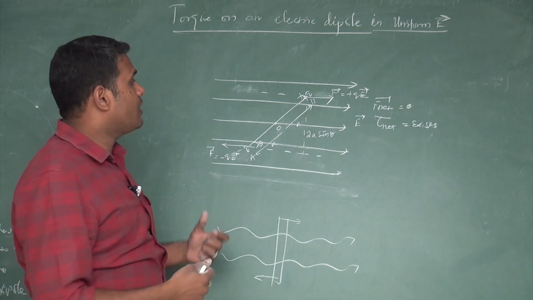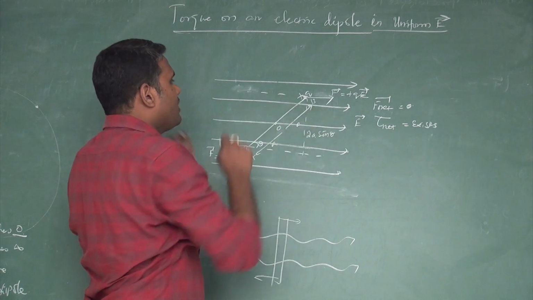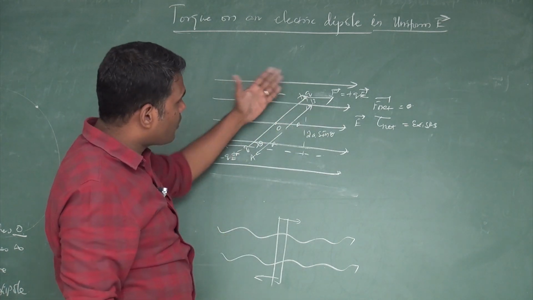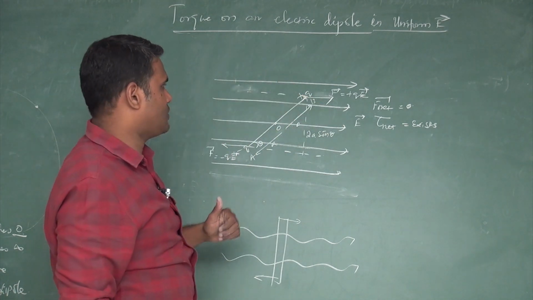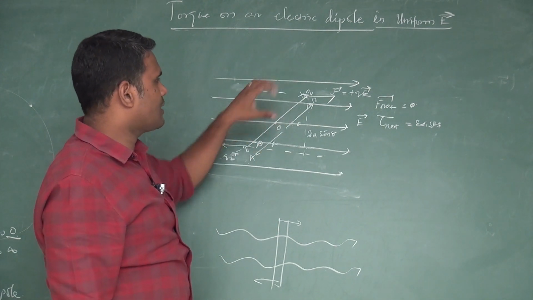What will happen if the torque acts on the dipole? The torque makes the dipole align along the field direction. It will rotate the dipole to align along the field direction. What will be the magnitude of torque acting on the dipole existing in an electric field?